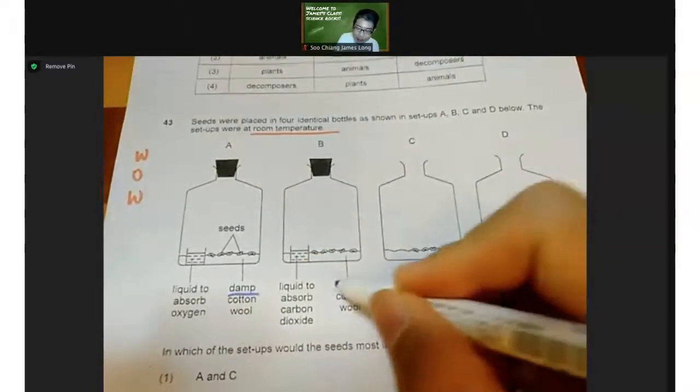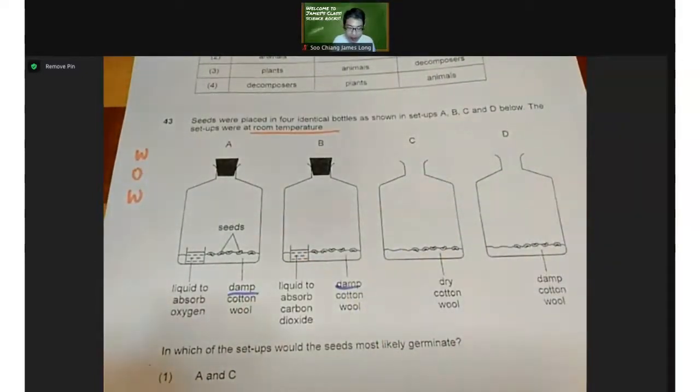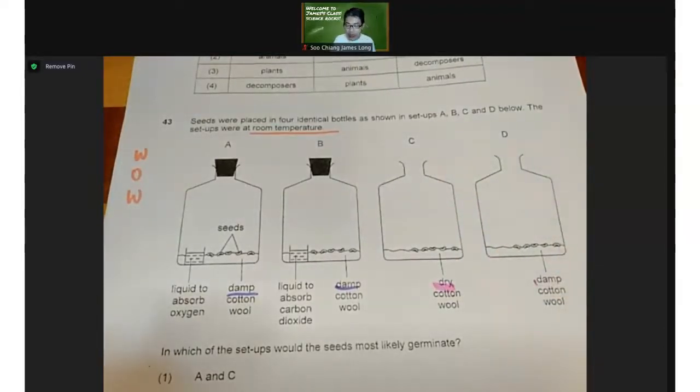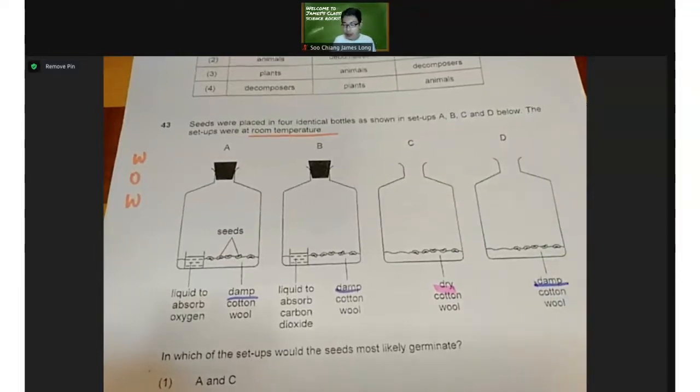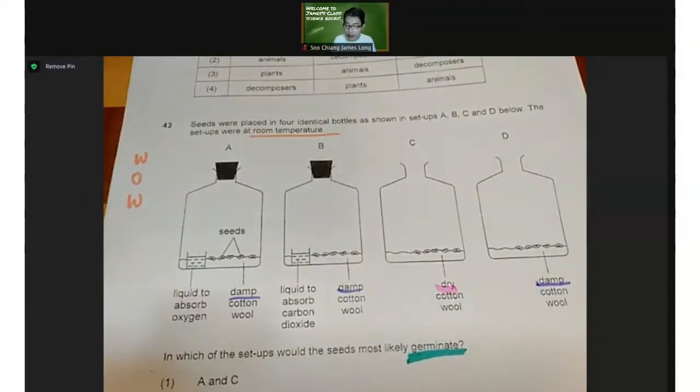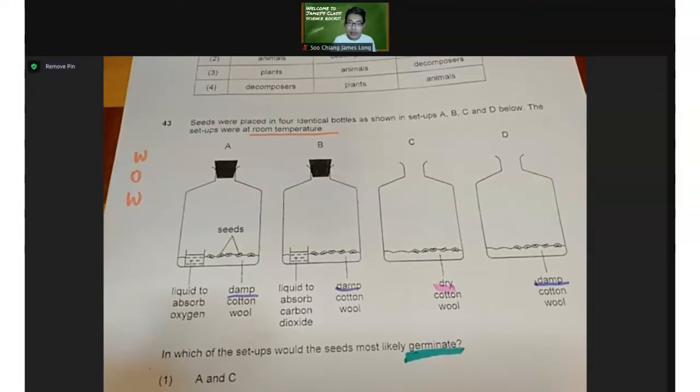And why did I talk about germination? Because I see seeds, I see words like wetness, I see things like dry, I see water, and I see oxygen, and of course, very obviously, and some of you are screaming at me, it's long, didn't you see this? Yeah, I saw this. Germinate. Therefore, it's about germination. So in which of the setups will the seeds most likely germinate? You must have all these 3.